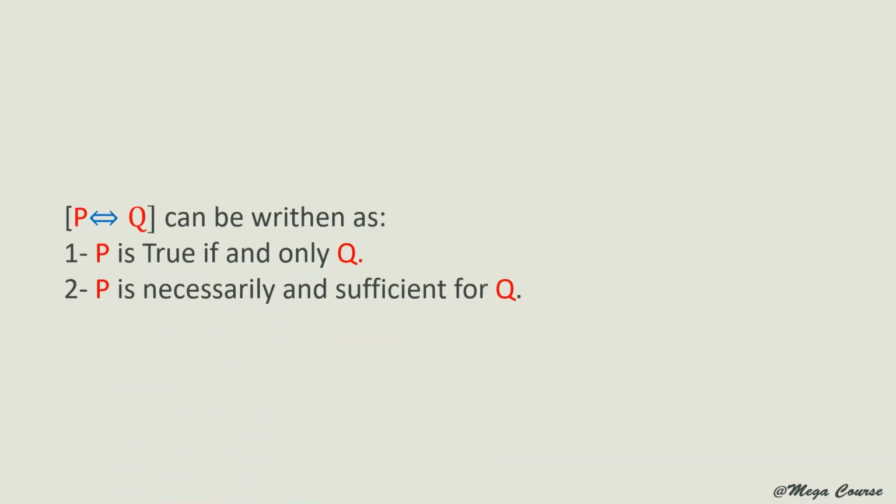Also, P equivalent to Q can be written as P is true if and only if Q. Here in this sentence, they say that the statement P is true if and only if Q happens. The second sentence: P is necessary and sufficient for Q. P is important and also sufficient for Q to happen. The statement P is necessary and sufficient for the statement Q to happen.